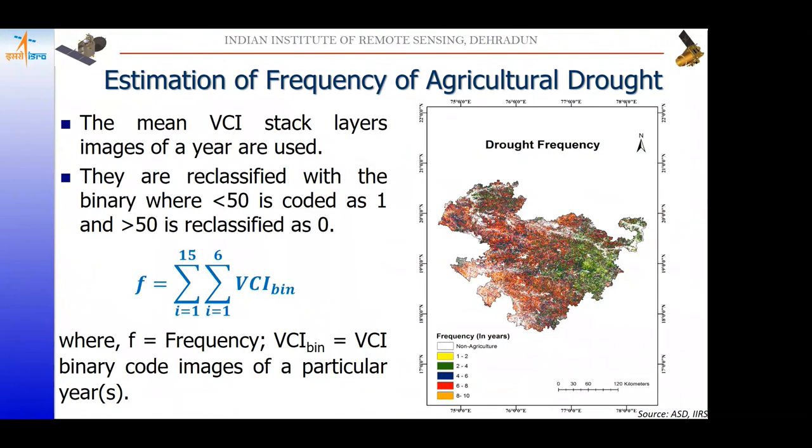Now the next one is related to the estimation of frequency of agriculture drought, where we use the mean VCI stack layer images year-specific, and here we use a particular formula. The drought frequency is also a significant parameter to define how frequently a particular area persists in drought. If the frequency is on the higher side, it means year by year that area persists in the situation of drought over time. So it is very important to define which area has a higher frequency.